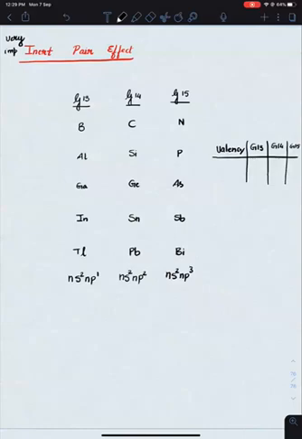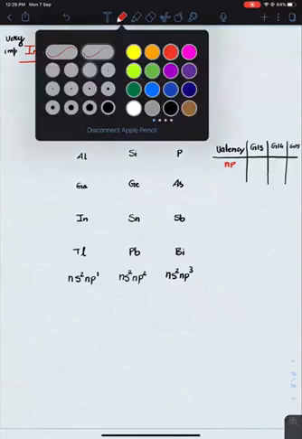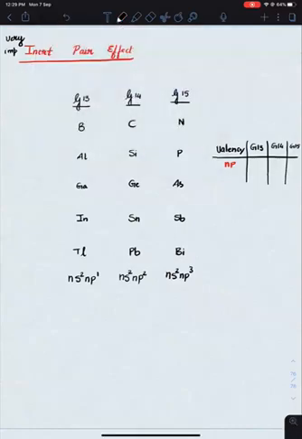Yes. Okay, so if only np electrons are participating in bonding, what will be the valency of group 13? 1. Okay, group 14 it will be 2, group 15 it will be 3. If both ns and np electrons are participating in bonding, in that case for group 13 it will be 3, for group 14 it will be 4, and group 15 it will be 5.